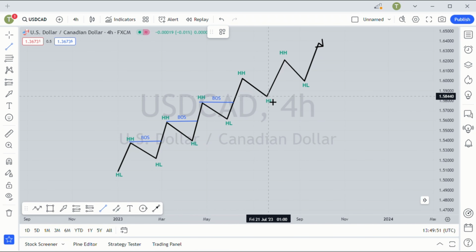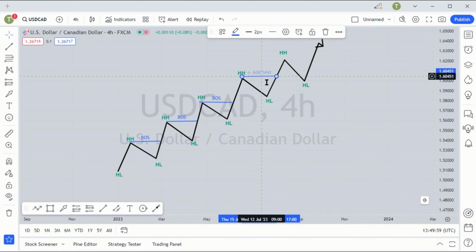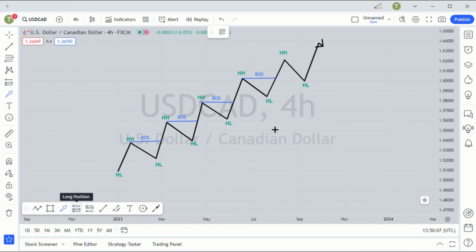Now, this higher low gave us a higher high, which is higher than the previous higher high, resulting in a break of structure. So this is how you identify an uptrend inside the market. There are many ways you can identify it, but this is one of the smartest ways to identify an uptrend, a trending market.